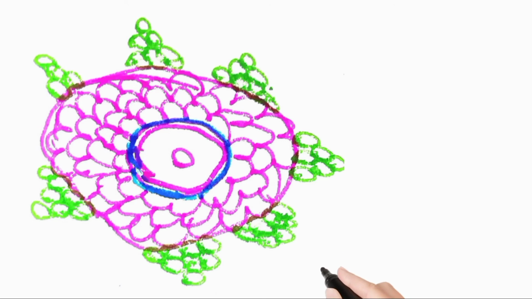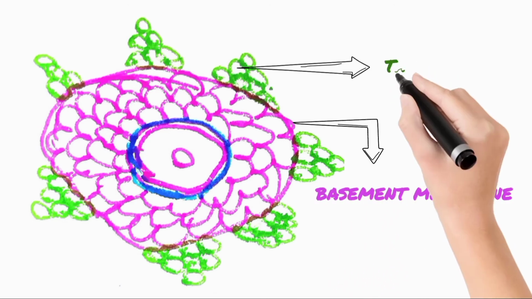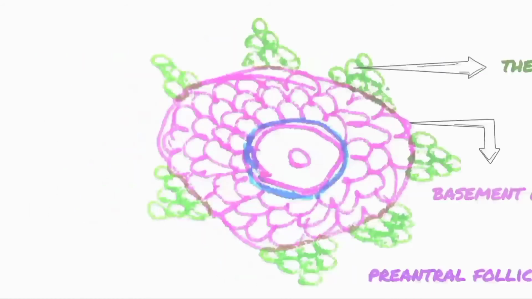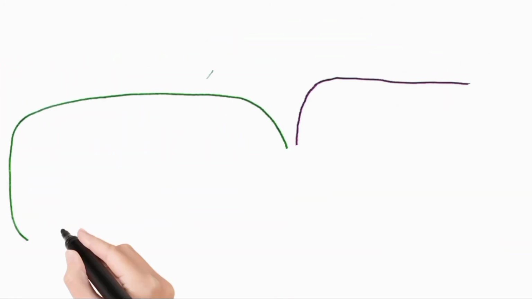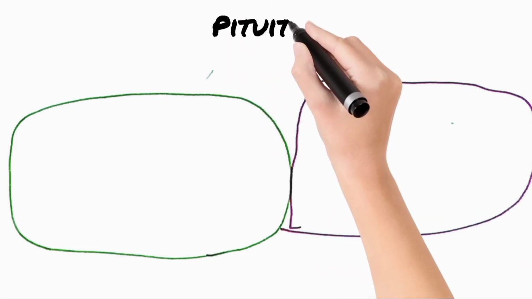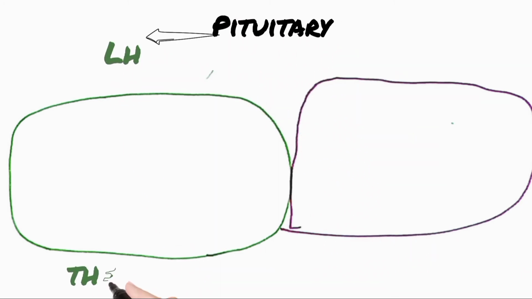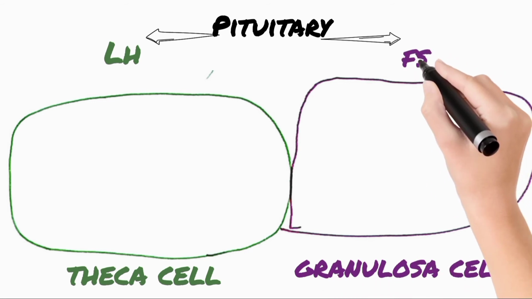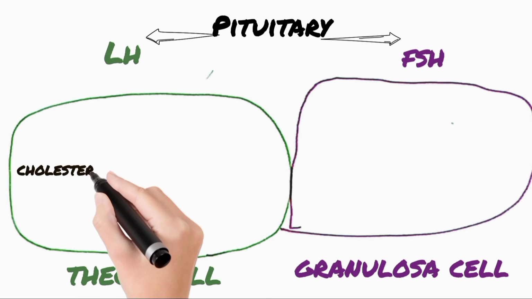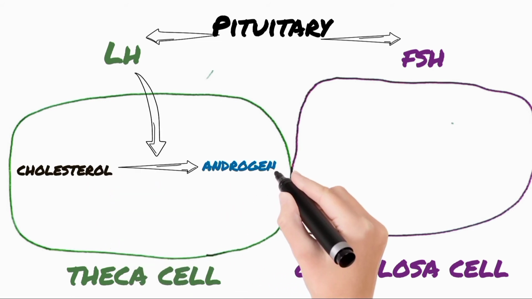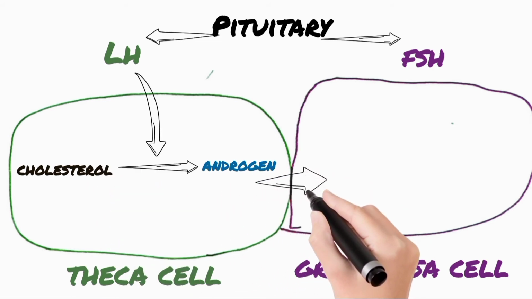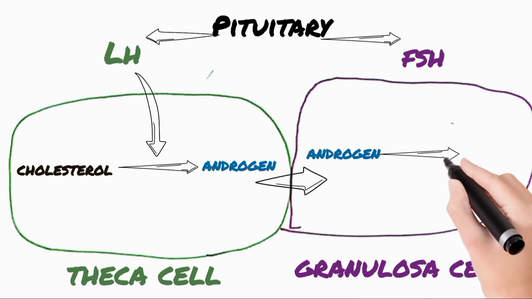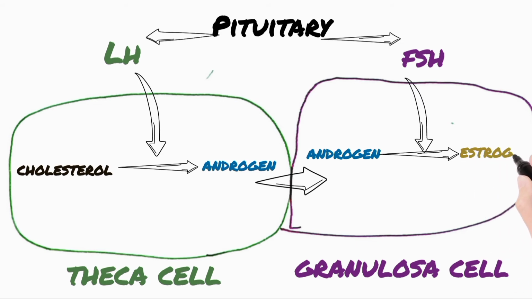Then the follicle is surrounded by a basement membrane and theca cells. It is known as a preantral follicle. At the stage of puberty, the pituitary gland starts releasing LH and FSH. In the theca cells, LH converts cholesterol into androgen. Then androgen enters the granulosa cells. Androgen is converted into estrogen in the presence of FSH stimulation.